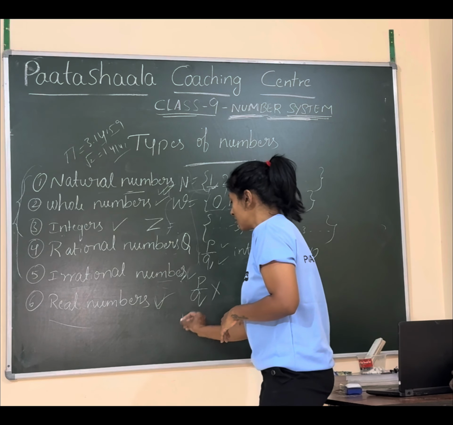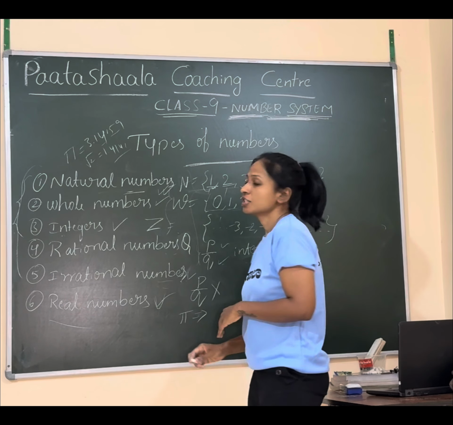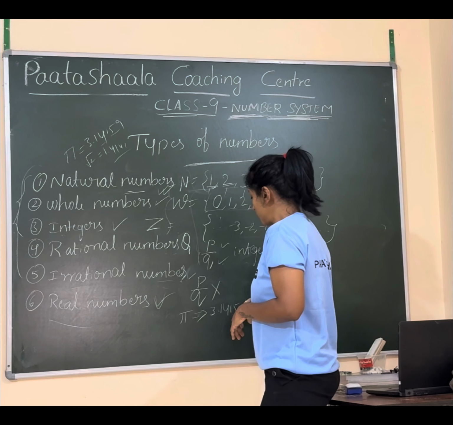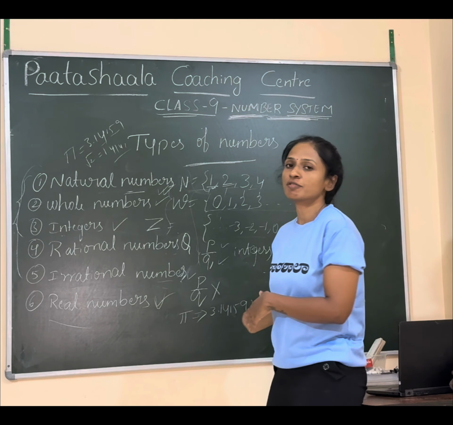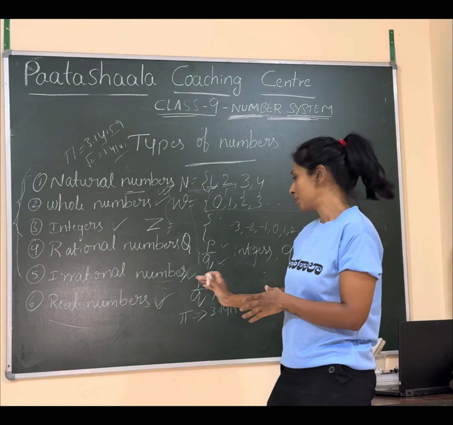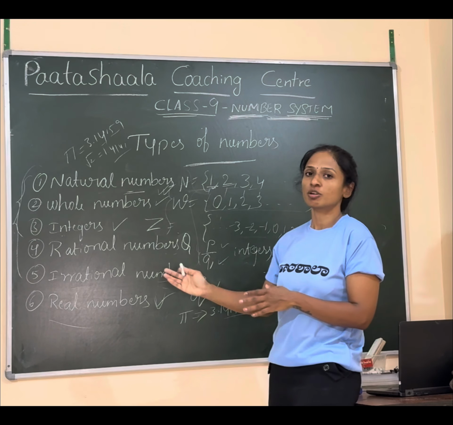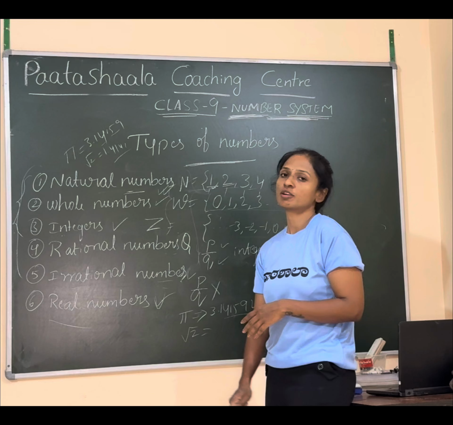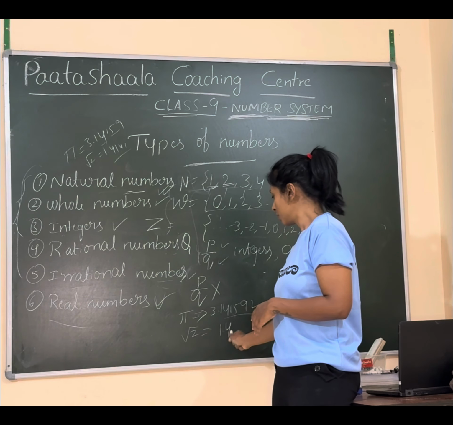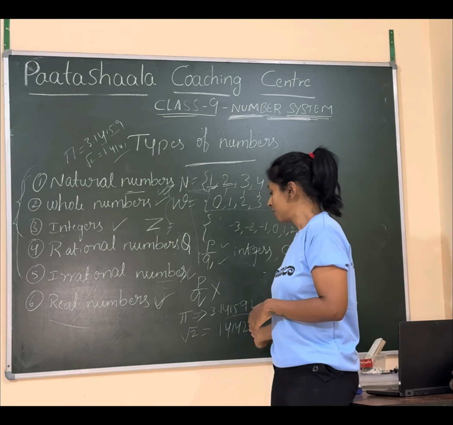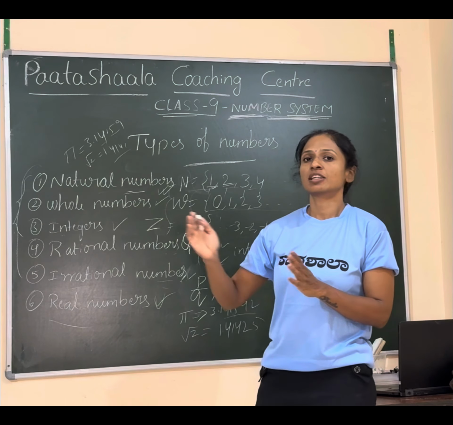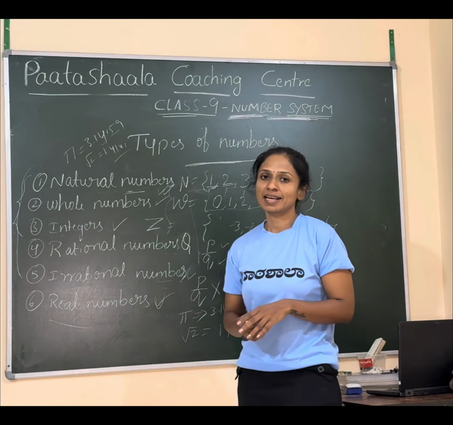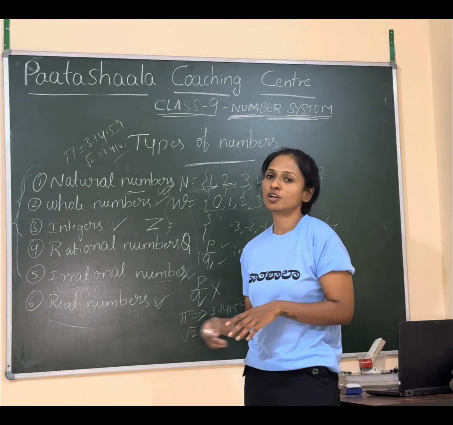For example, the value of pi. It goes on like 3.141592, and it goes on forever. It will not stop, and the pattern will not repeat. Even the value of the square root of 2 goes on like 1.41425. It will not stop, and the pattern will not repeat. These are the examples of irrational numbers.